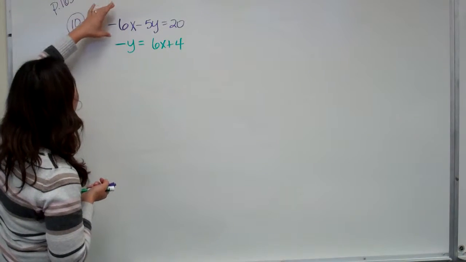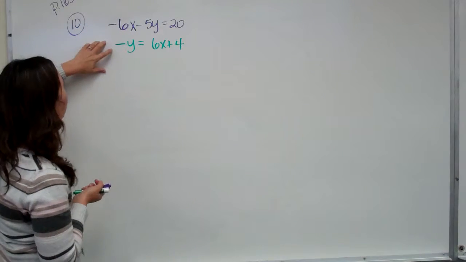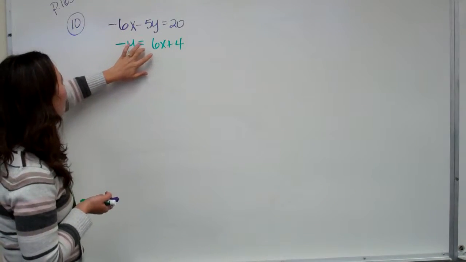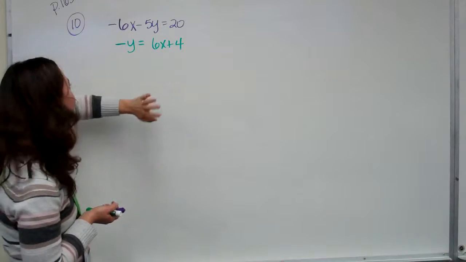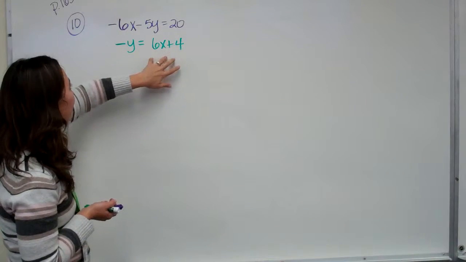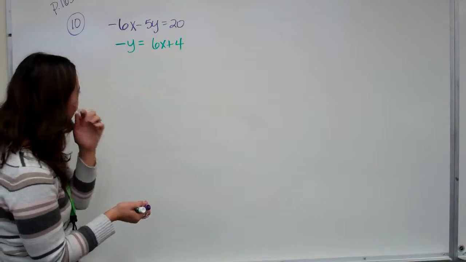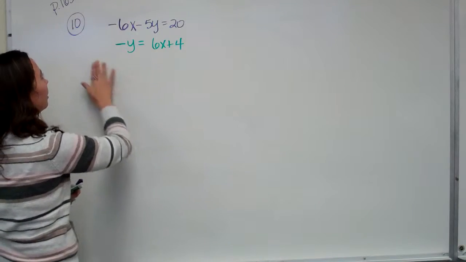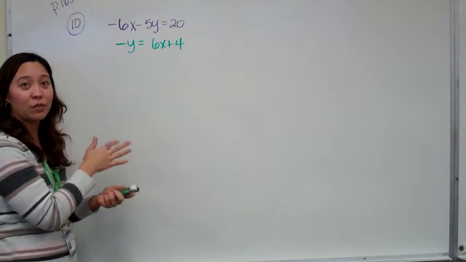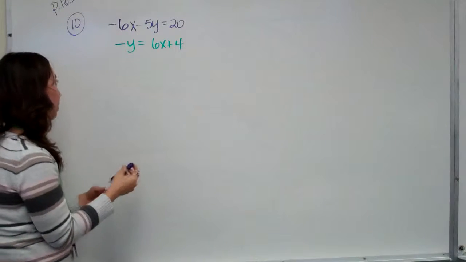So right now I have my negative 6x kind of lined up with this y. I have an equal sign that's not lined up with my equal sign. And I have my 6x and my 4 on this side. So I'm going to arrange things so that this equation looks more like this one, with the x first, then the y, and then equaling the number.